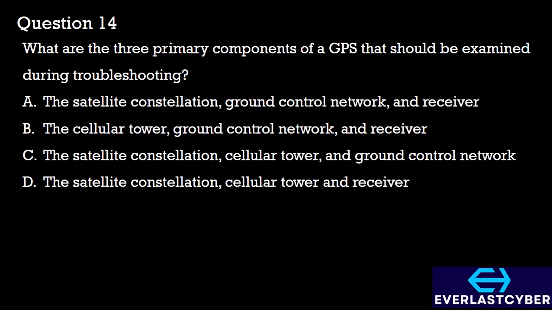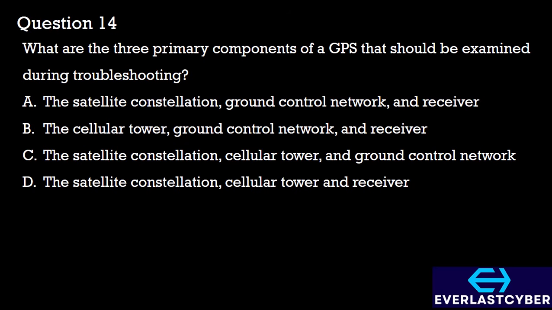For option A, the satellite constellation refers to the network of satellites that orbits the Earth that transmits the GPS signals. The ground control network includes the facilities and systems that monitor and manage the satellites to ensure their proper functioning and accurate positioning. The receiver is the device that picks up the GPS signals from the satellites and calculates the position based on those signals.